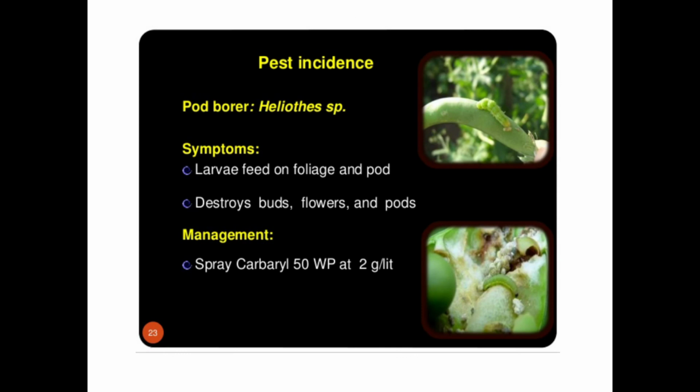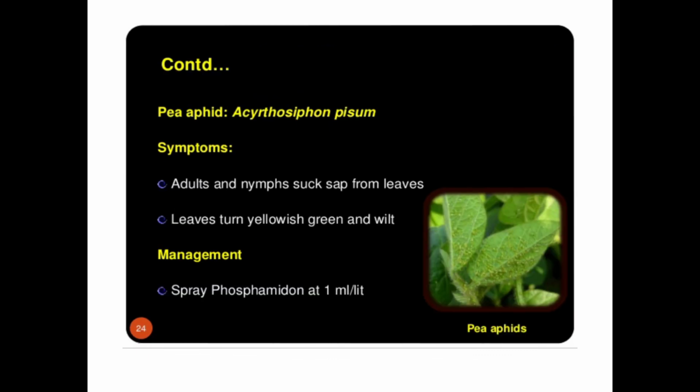The next, pest incidence. First one, pod borer, Heliothis species. Symptoms: larvae feed on foliage and pods, and destroy buds, flowers, and pods. For control measures, spray carbaryl 50 wettable powder at 2 gram per liter. Then pea aphid, Acyrthosiphon pisum. Symptoms: adults and nymphs suck the sap from leaves, leaves turn yellowish and wilt. Management: spray phosphamidon 1 milliliter per liter.